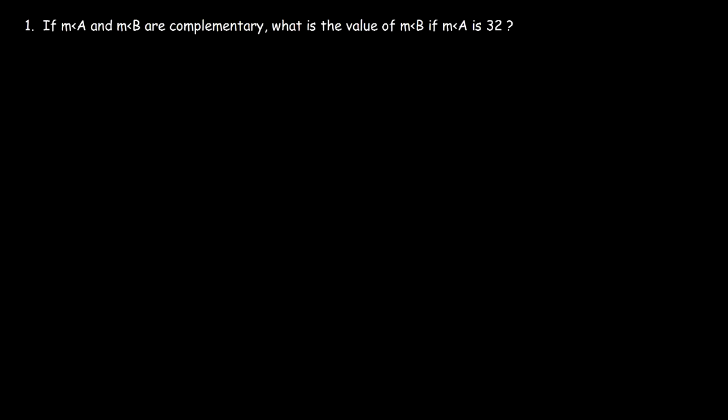Now let's work on some word problems. Feel free to pause the video and try these problems yourself. Number 1, if angle A and angle B are complementary, what is the value of angle B if angle A is 32? Now, if you recall, whenever you hear the word complementary, that means that the two angles add up to 90. So angle A plus angle B equals 90.